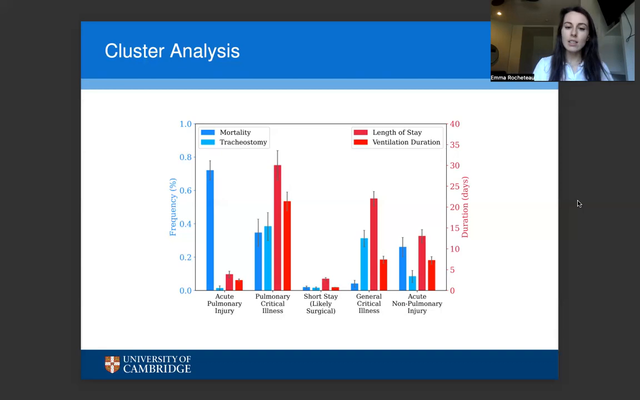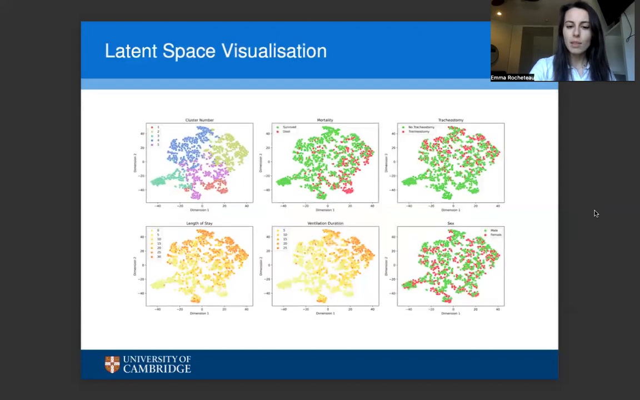And finally, the last cluster contains acutely unwell patients who are often admitted due to decompensated failure of another organ, such as the kidney, the liver, or the heart. But the lungs aren't the primary source of pathology here. If we look at the embedding space itself, we can see how the clusters relate to each other and how the outcomes are nicely distributed across the representation space.